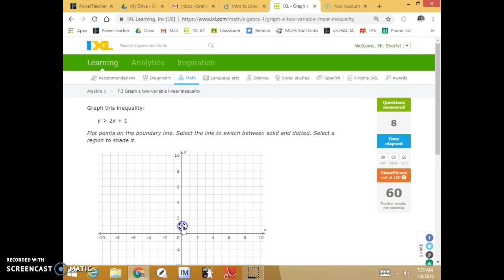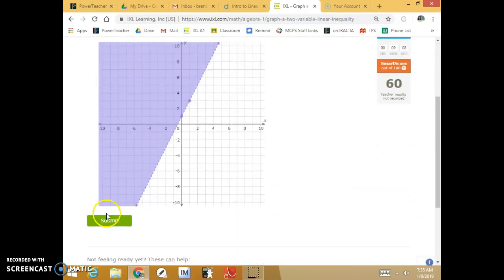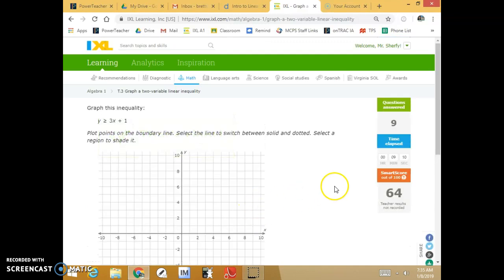I need to start at +1 because that's my y-intercept, move up 2 and to the right 1 because I have a slope of 2/1. It's going to be a dotted line because solutions can't fall on this line, and it's going to be everything above that line.